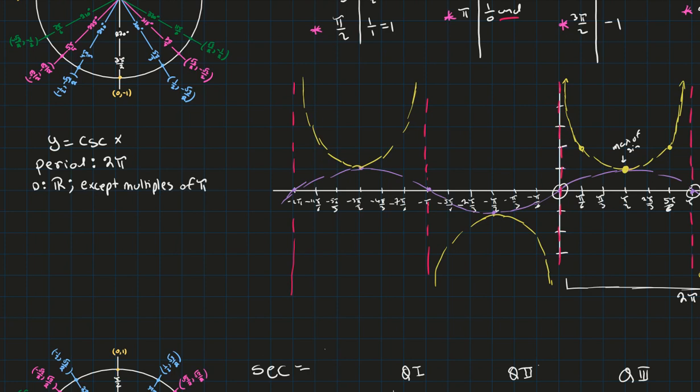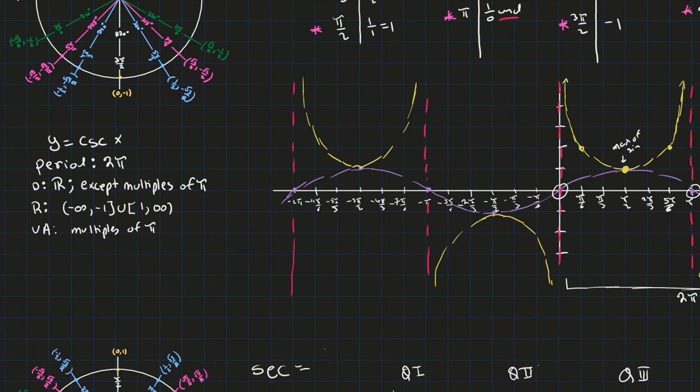So like the 1 pi, the 2 pi, the 3 pi, the -1, the -2, and so on and so on. Our range is going to go to -infinity, then it comes to -1, which is part of it, union 1 to infinity. Vertical asymptotes, so again, multiples of pi. So those are some of the key characteristics.